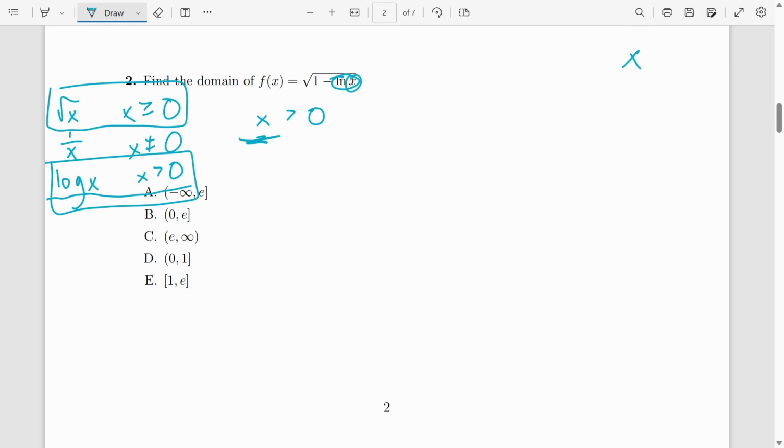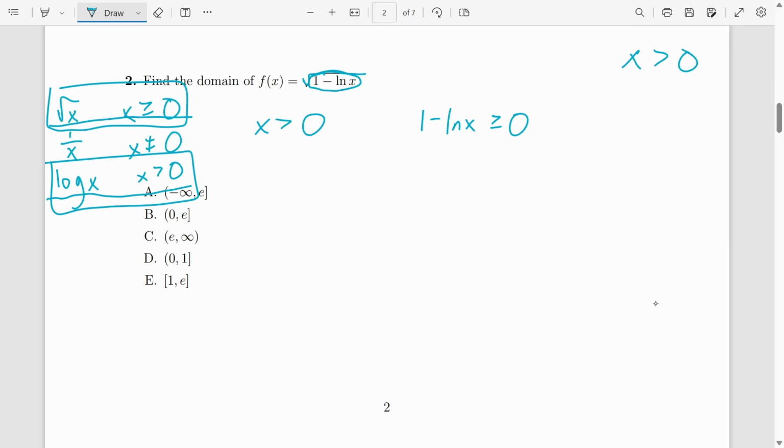We've got our first restriction, which is x must be greater than 0. And now, actually I probably should have left that up there. And now for our second one, we have our square root here. Now we said earlier that whatever's inside the square root must be greater than or equal to 0. So whatever's inside the square root, which is 1 minus ln x, must be greater than or equal to 0. So now we just solve this for x.